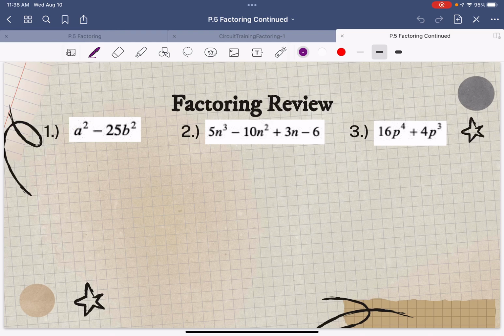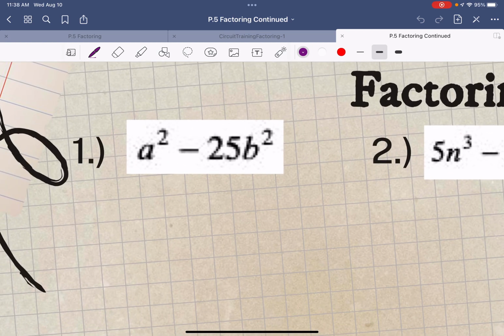So if you've downloaded this, it's a factoring review. I'm hoping that you go through your factoring flow chart. I'm going to just very briefly do these.